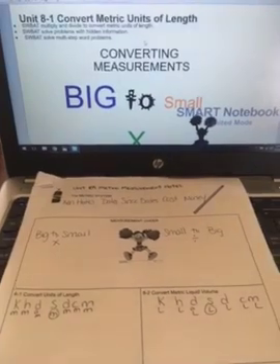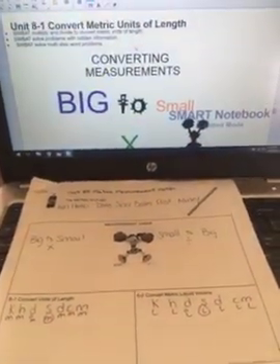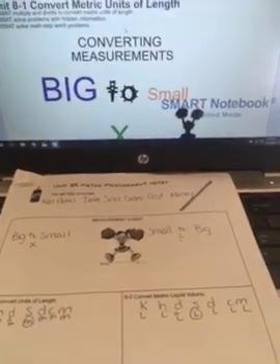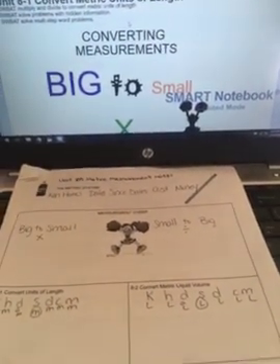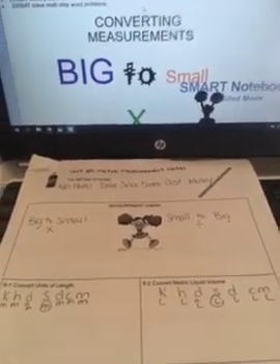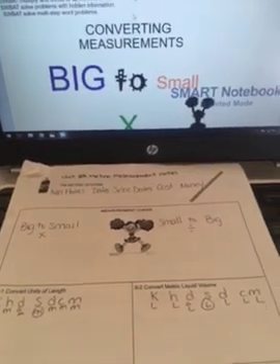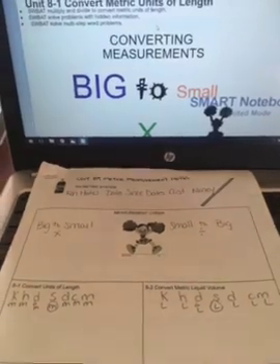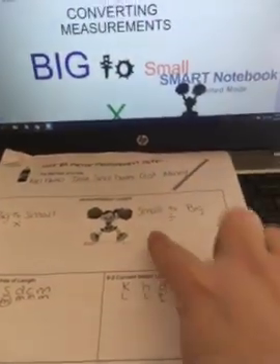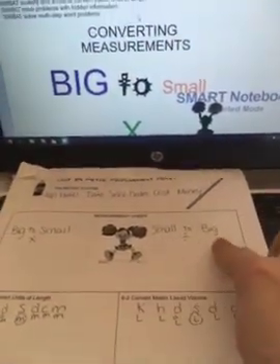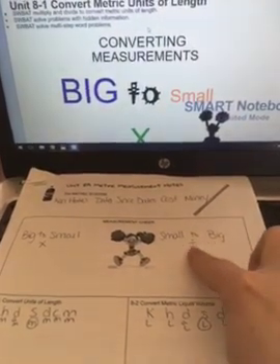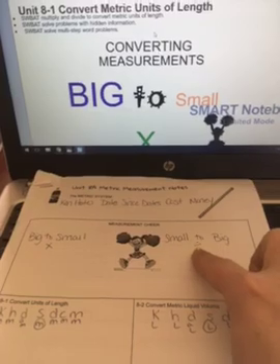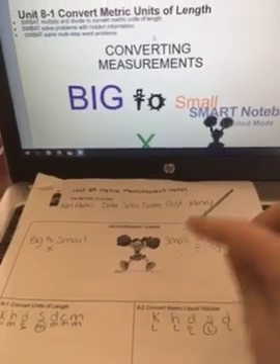What that means is you can take a big unit of measurement like kilometers, and if you're changing kilometers into a smaller unit of measurement like meters, you would go big to small. You would use multiplication as your operation. If you go from small to big, then you would be using division. For example, if you went from millimeters to meters, you would use division.